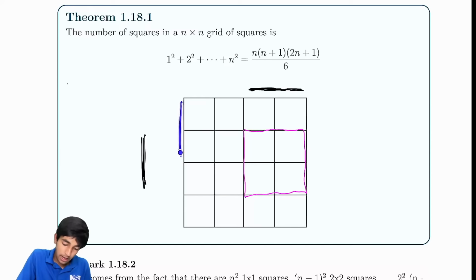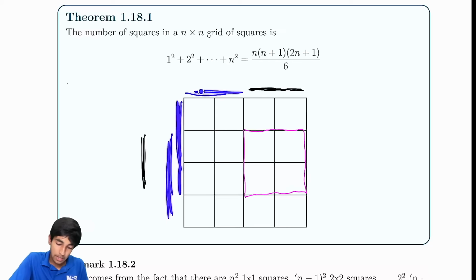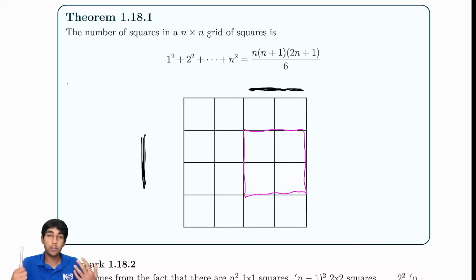Why? Because the square can either be like this, or like this, or it can be like this 3 by 3 square, or like this. So in total, 2 squared choices.